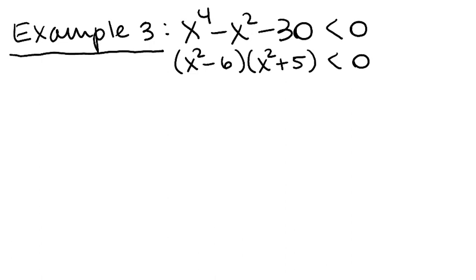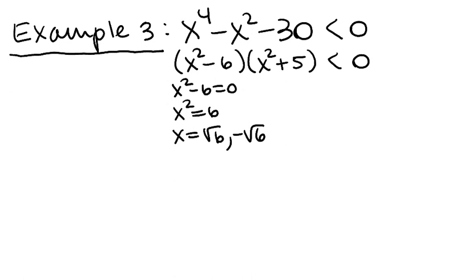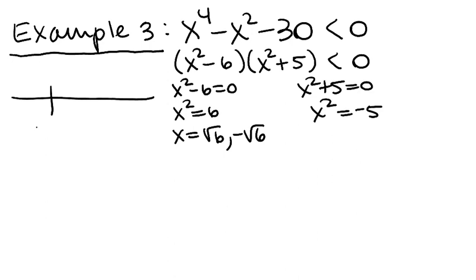So the zeros of this thing are going to happen. I need to do a little more work. I need to say, okay, x squared minus 6 equals 0 when x squared equals 6, which happens to be at the square root of 6, and maybe also the negative square root of 6. X squared plus 5 is 0 when x squared is negative 5. But x squared can't equal negative 5 if x is a real number, so that's not going to contribute a 0. So on my number line, I have negative square root 6 and positive square root 6. And that's really all I've got. Those are the only zeros that this fourth degree polynomial has.